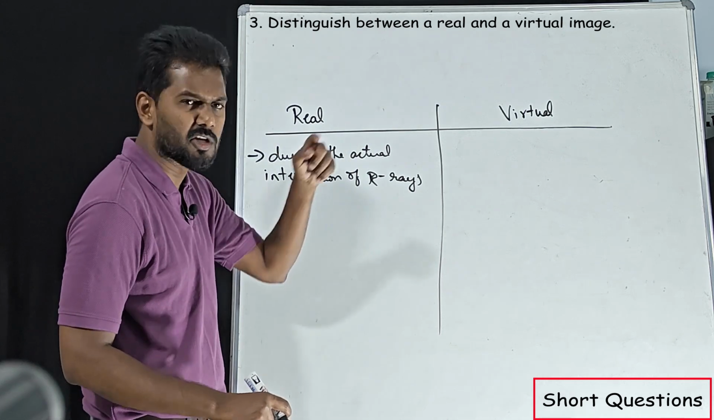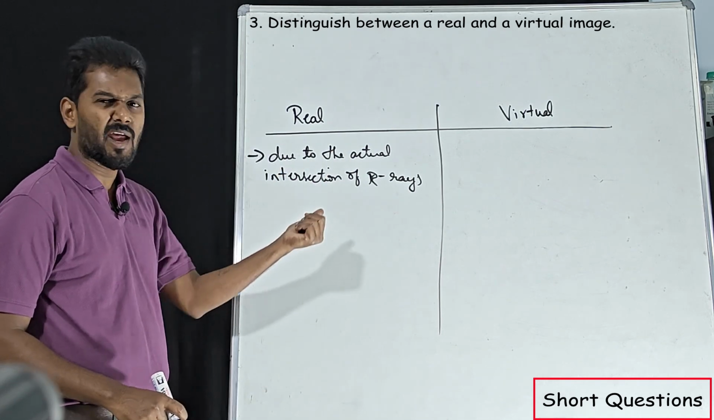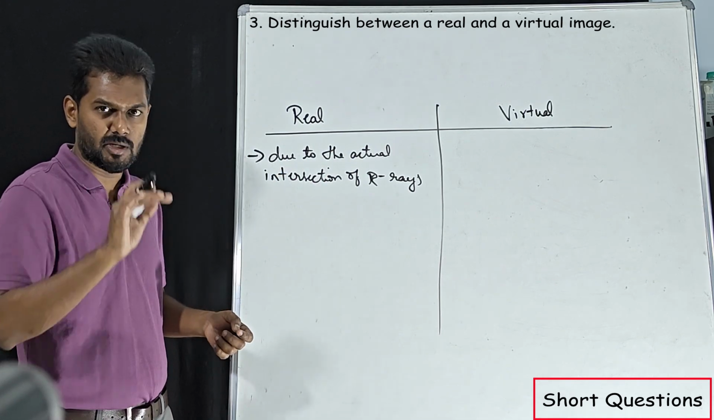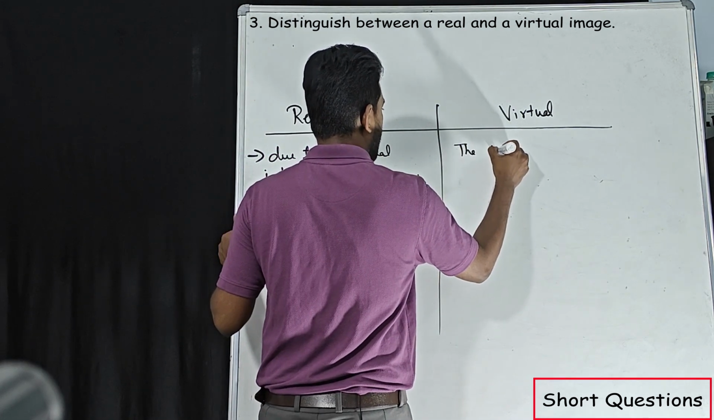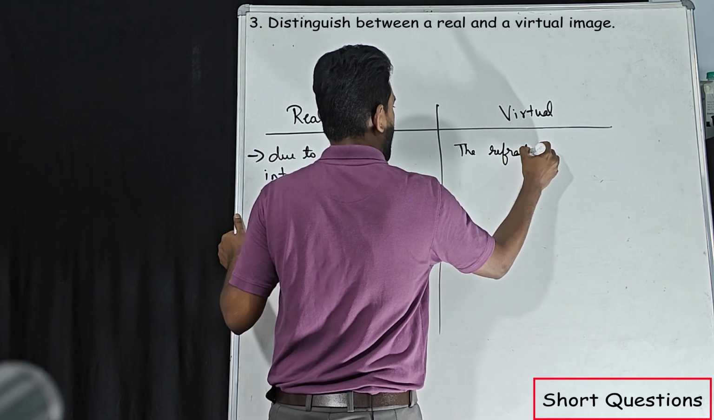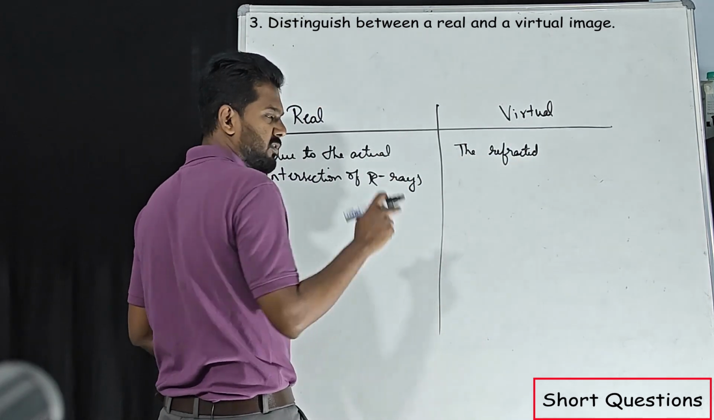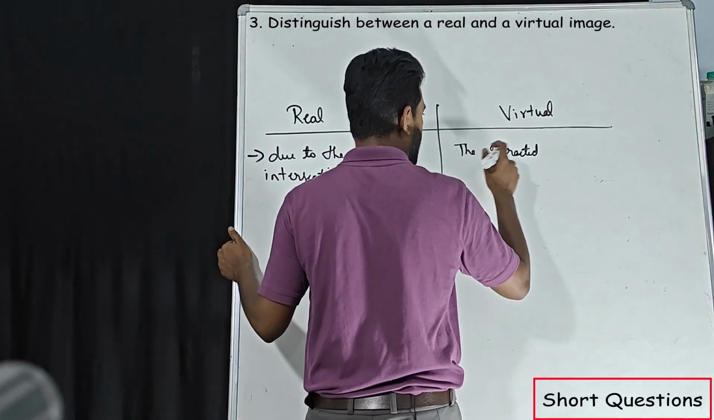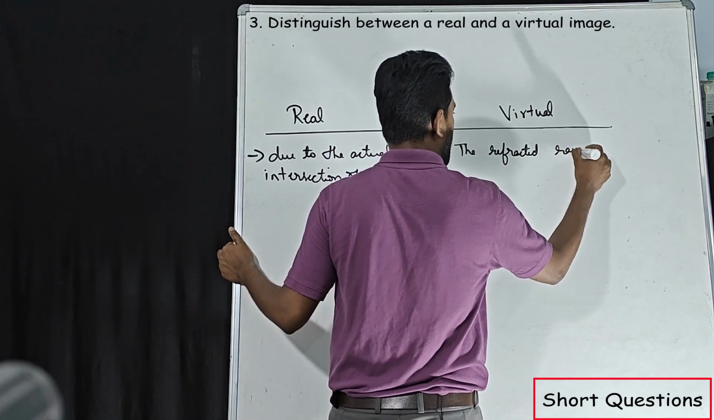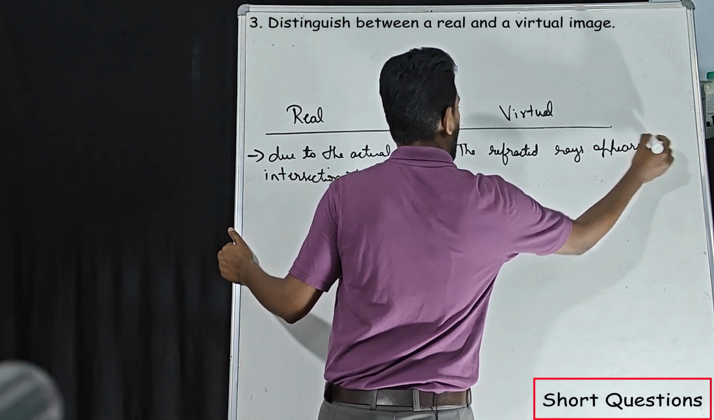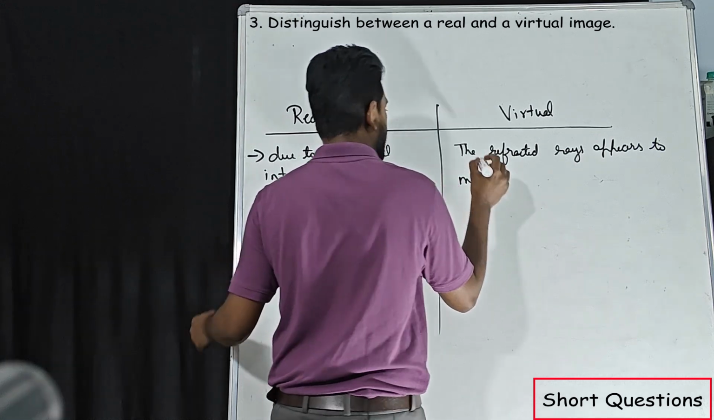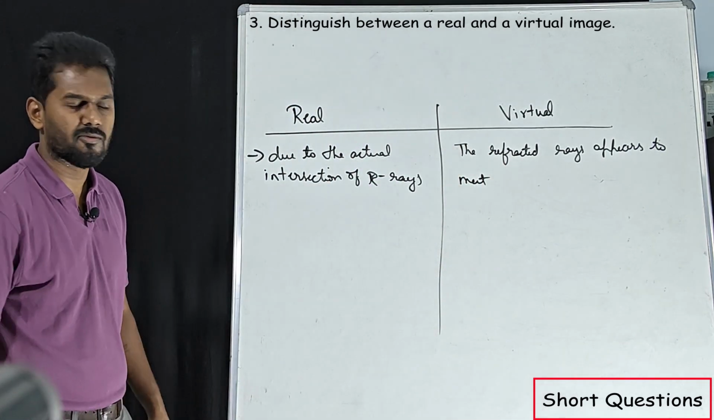Okay, when it comes to virtual images, the refracted rays appear to meet. See, virtual images are formed due to the refracted rays appearing to meet. Because of this, virtual images are formed.